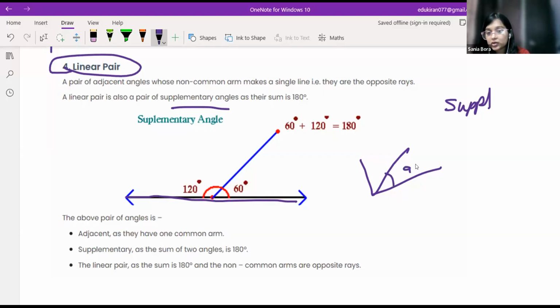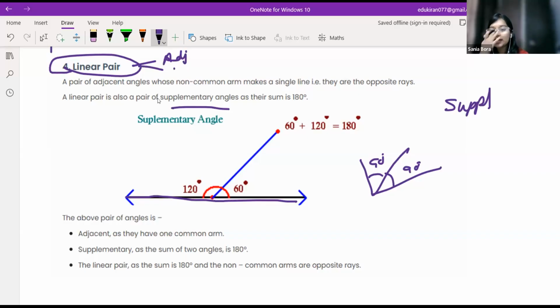For example, this was 90 and this was 90. It's making 180, but it's not compulsory, right, that they are having a straight line? So for a linear pair, the condition is they should be adjacent, right?